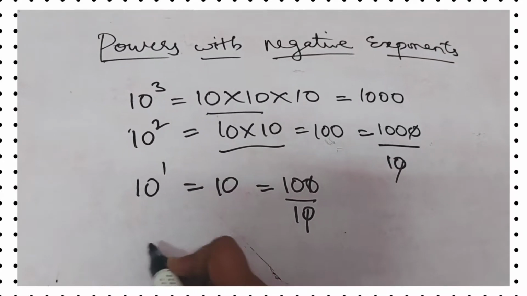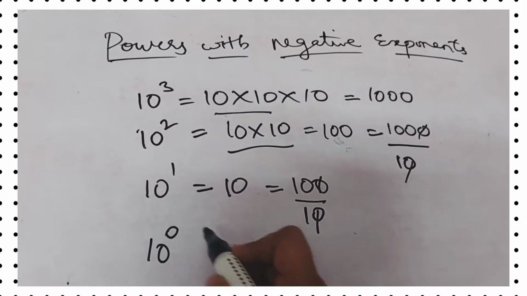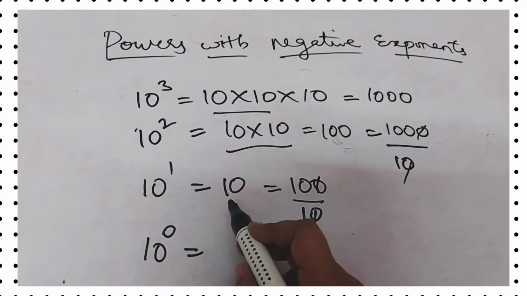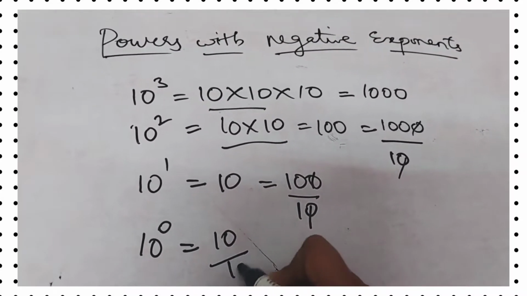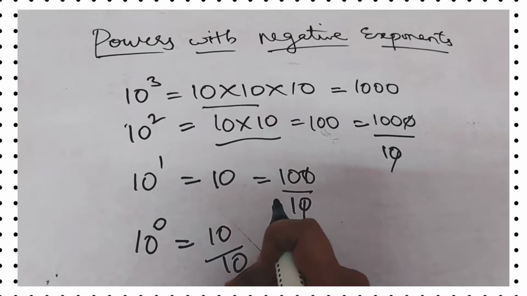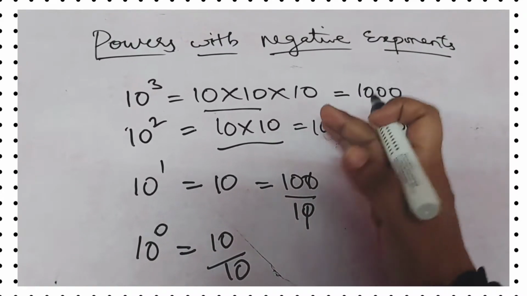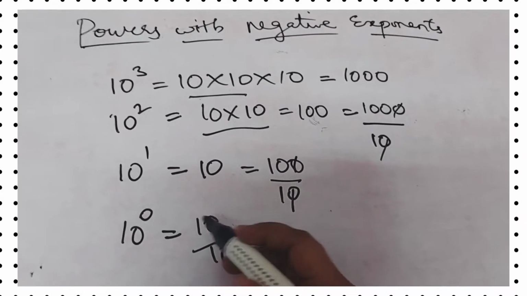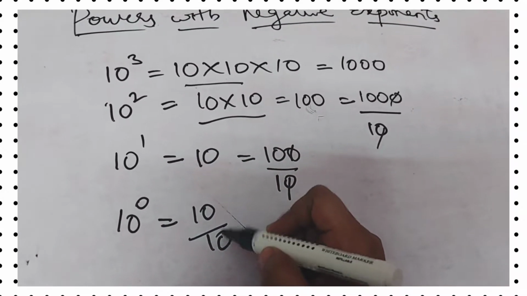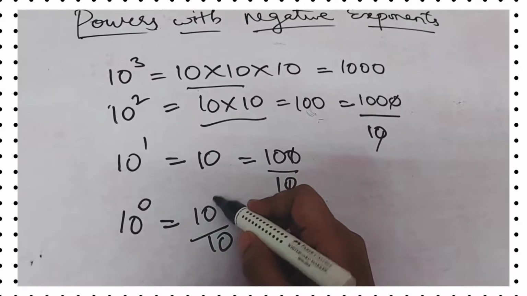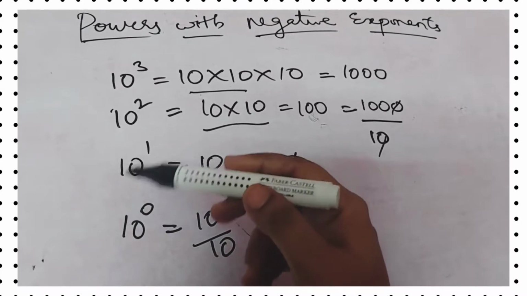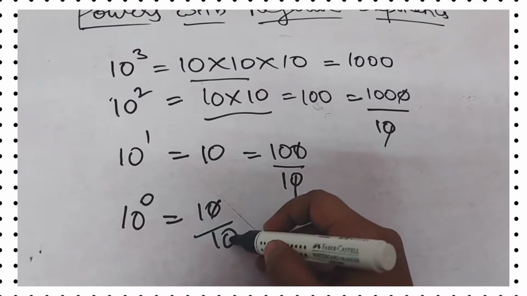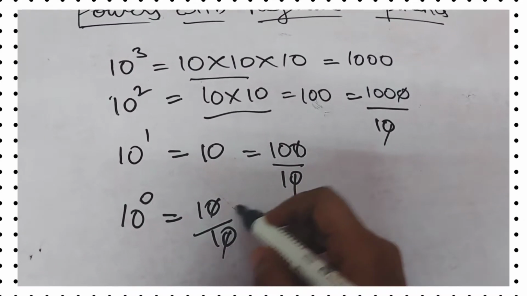Now 10 to the power of 0. What is 10 to the power of 0? If you write 10 by 10, now you have to take this answer. We have taken this answer here, this answer here. Now you have to take this answer here, 10 to the power of 0. If you take 10 by 10, again by 10 by 10, here the exponent is decreased. The 0 and 0 get cancelled, so the answer is 1 only.